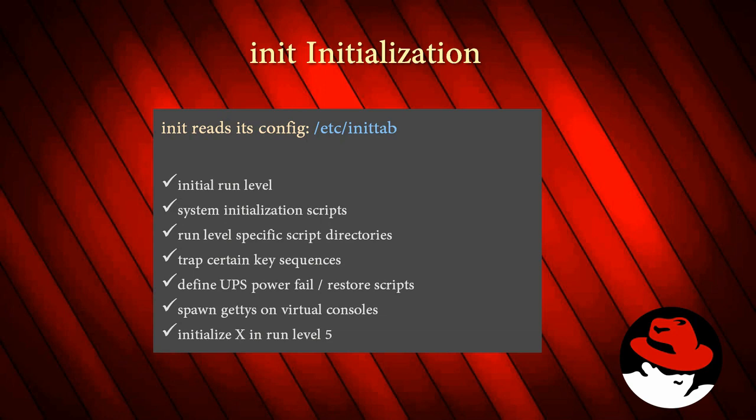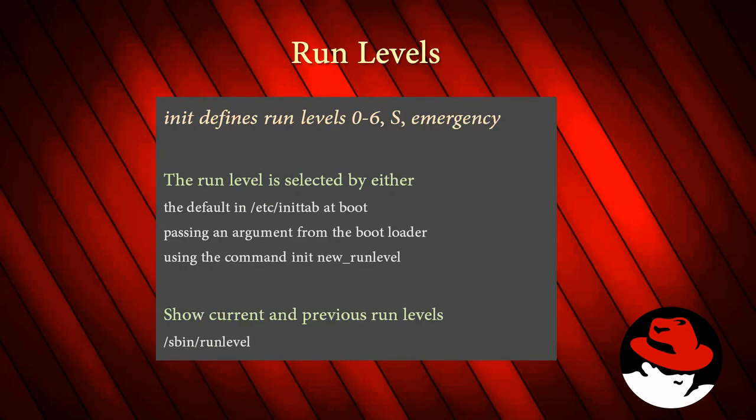The virtual consoles that you see, there are 7 virtual consoles: 6 command line consoles and then the graphical console. Then it initializes X, initially in run level 5. So here comes run level, where the init process defines run levels. There are 7 run levels from 0 to 6, then S and an emergency run level. S could be considered as safe mode. 0 to 6 are different run levels, plus the emergency run level.